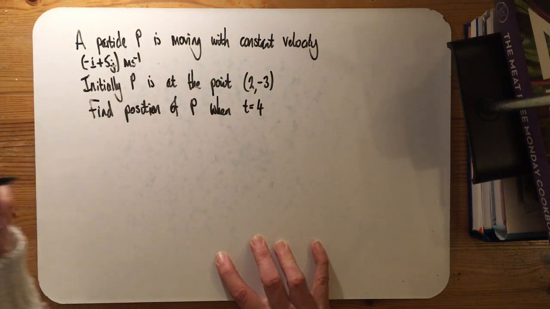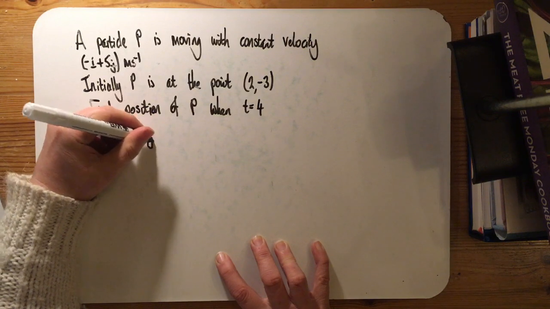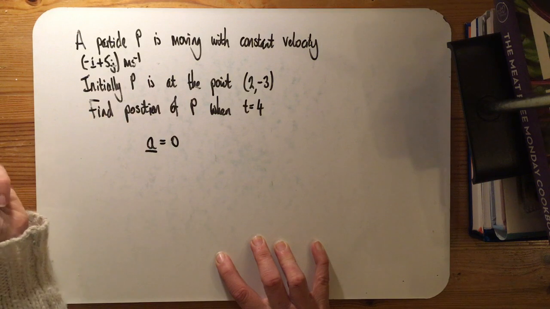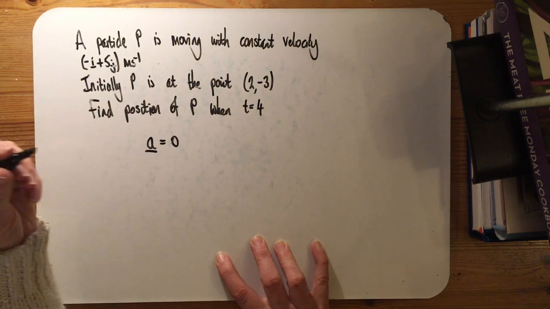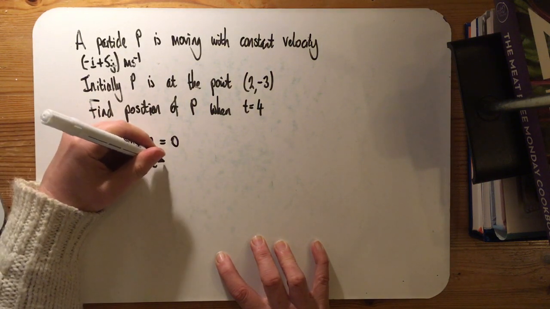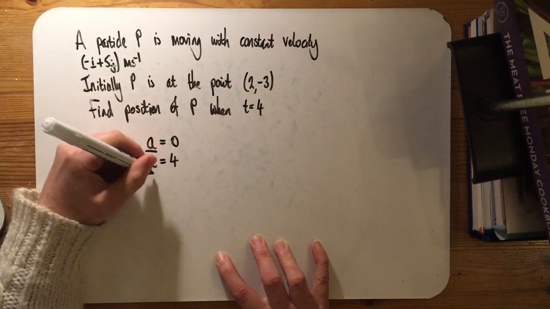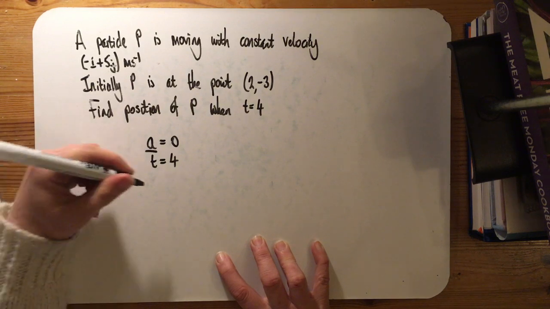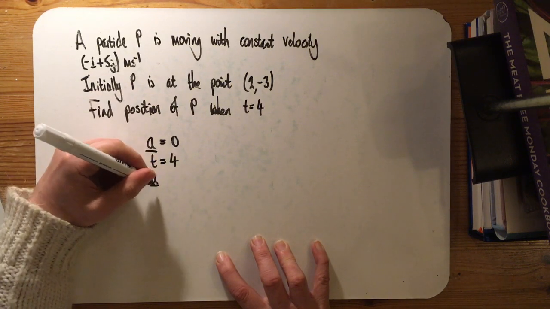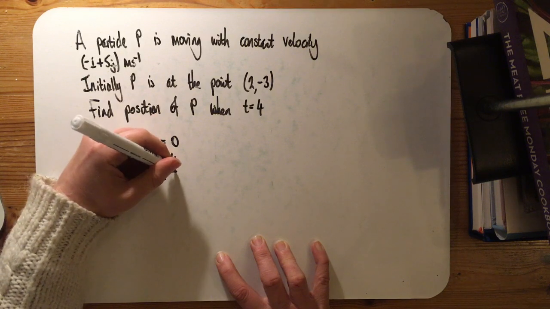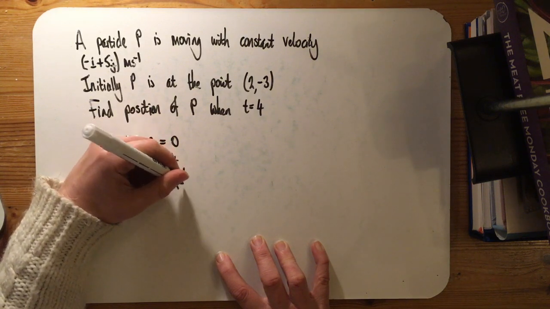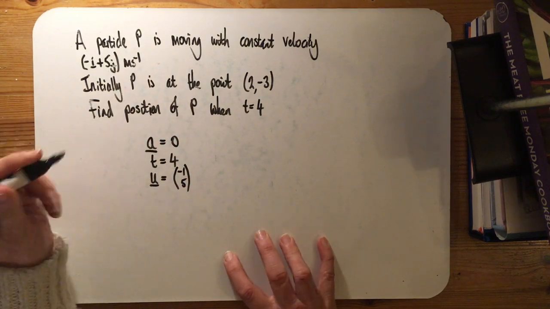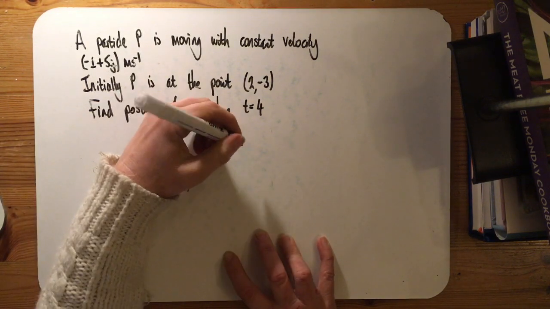So constant velocity means that the acceleration is equal to 0. Dealing with vectors, acceleration is a vector, so just underline it. t is equal to 4, which is a scalar quantity, so don't need to underline that one. And the velocity is equal to -i + 5j, which I'm going to write as a column vector. So we want to find the position of P when t is 4.